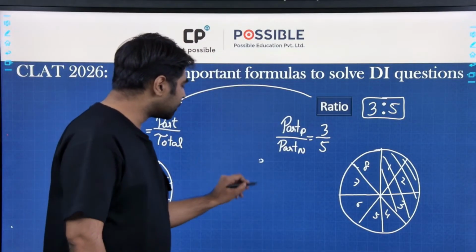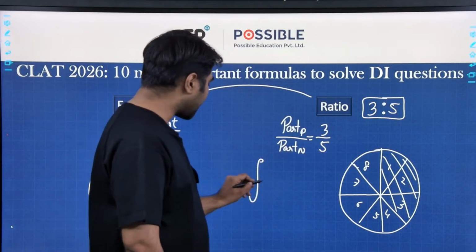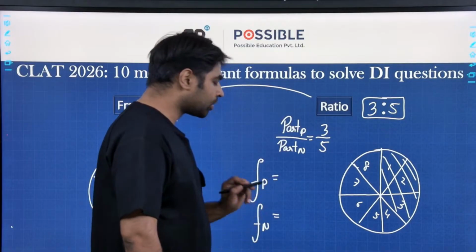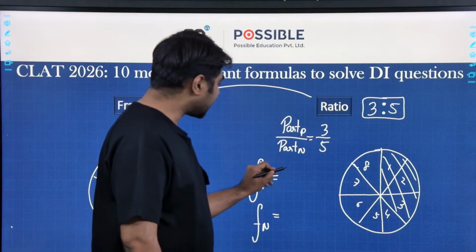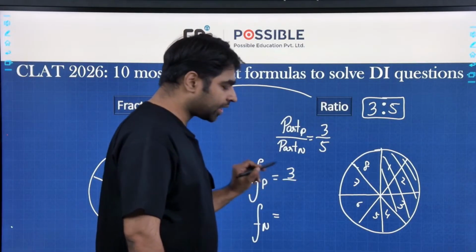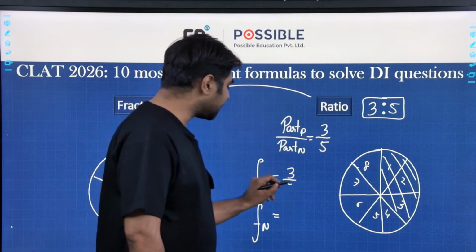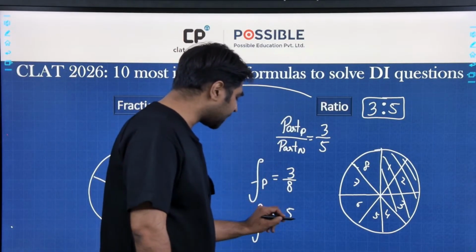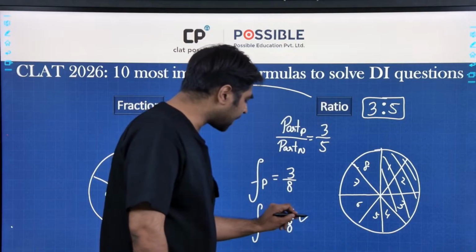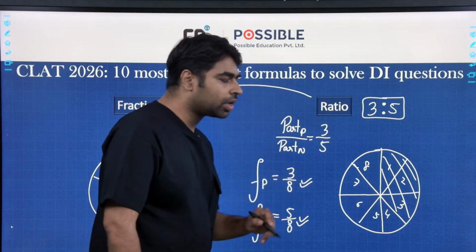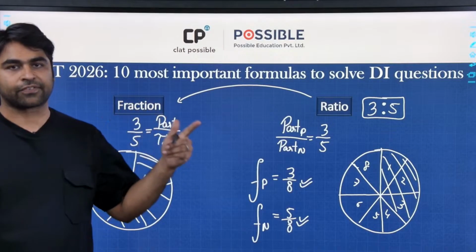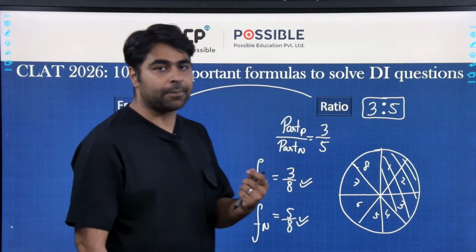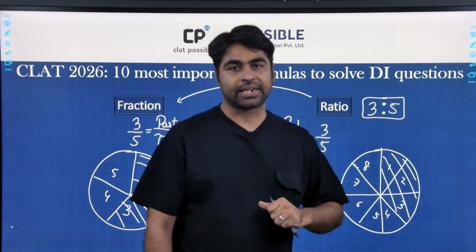If I ask you, in this particular cake, what fraction of the cake did Praveen get and what fraction of the cake did Nikhil get, you will say that Praveen got 3 parts of the cake when the total parts were 3 plus 5, 8. And Nikhil got 5 parts of the cake when the total parts were again 8. So that is the difference between a ratio and a fraction. Please note it down because these simple things will help you get to the next level.